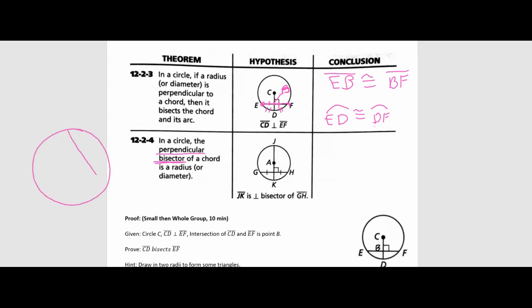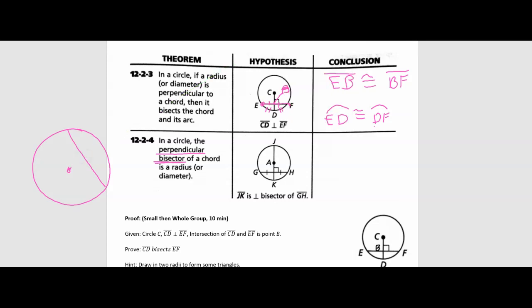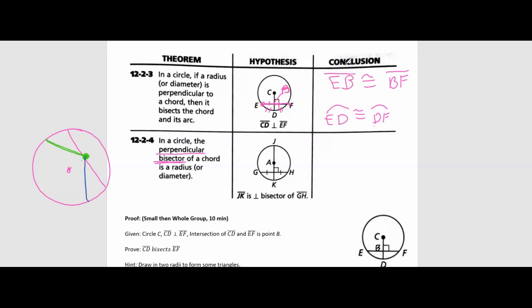All right, let's say here's my chord, here's the center of the circle. I could have a segment that bisects this chord, because all it would have to do is go through the midpoint, right? But I could draw that segment like this. Well, that's not going to be a radius, right? I could draw it over here. That's also not a radius. For it to be a radius, it's going to have to be the perpendicular bisector. So it's got to form a right angle.